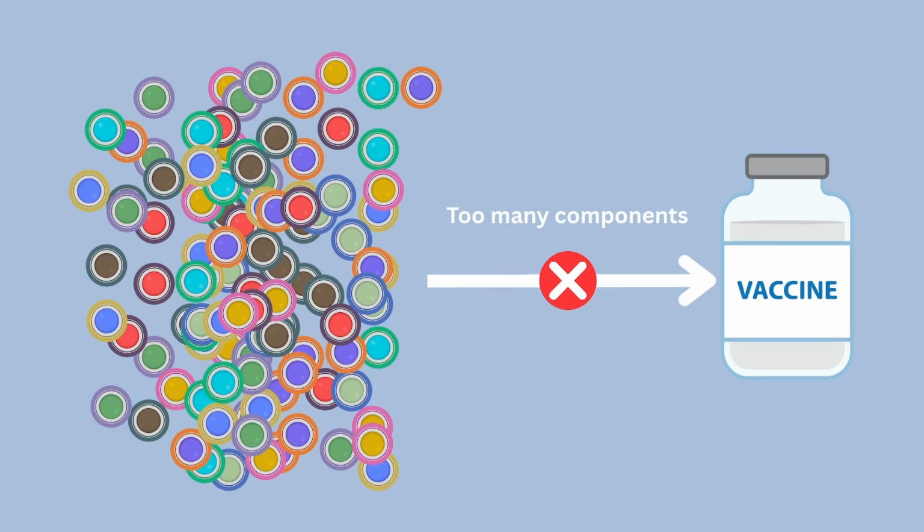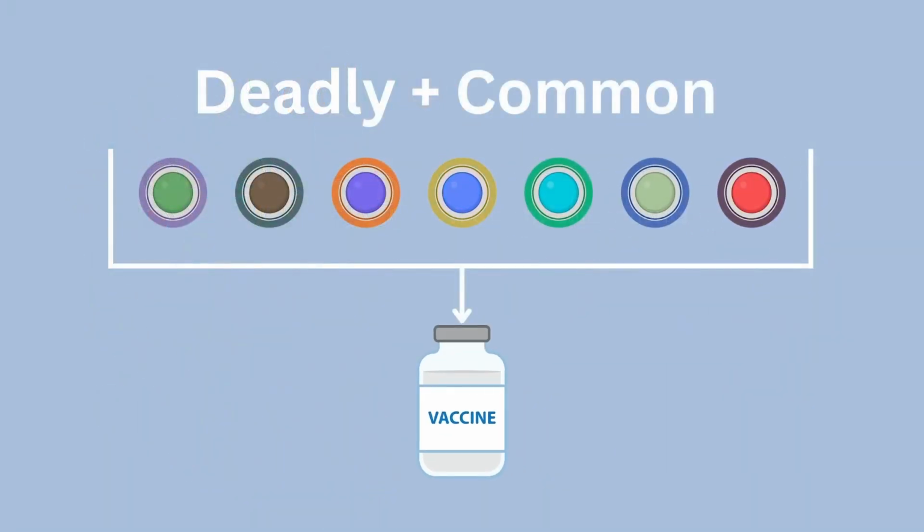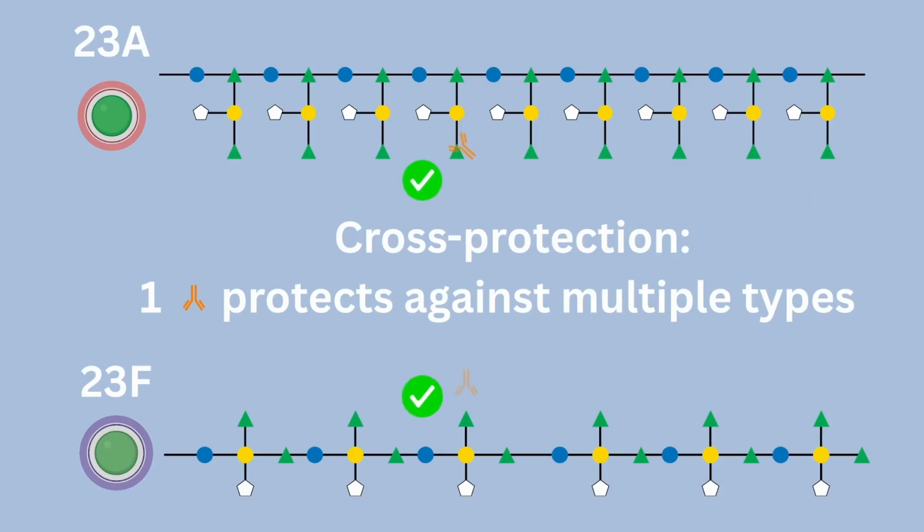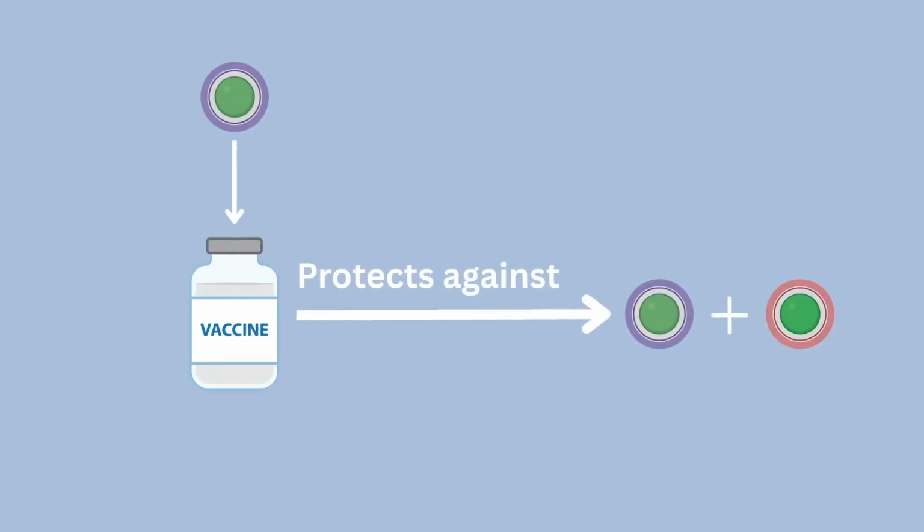This means we have to be smart. We start by targeting the most deadly and common types. And, if we're even smarter, we can take advantage of something called cross-protection, when an antibody protects against not just one type of S. pneumoniae, but two or even more. In other words, by adding just one component to the vaccine, we can protect against multiple types. This makes the vaccine simpler and more affordable.